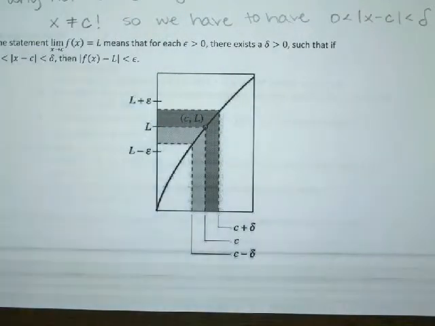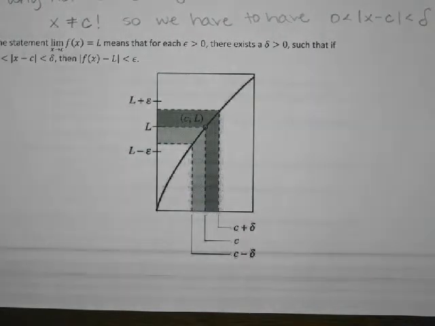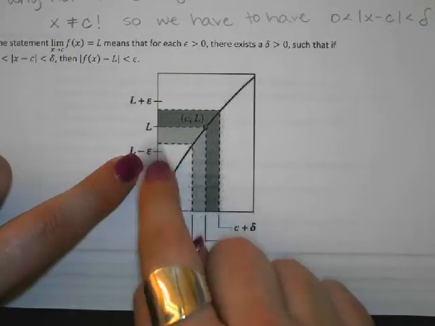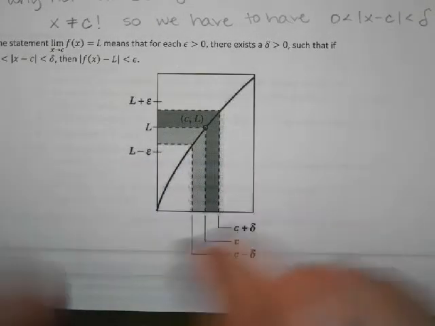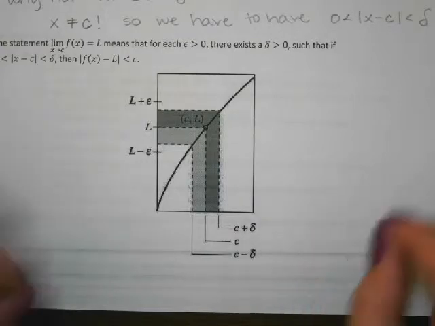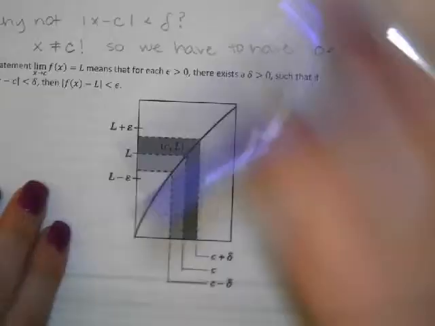So the idea is we can't get x exactly equaling c, and we can't get y exactly equaling L, but if we have small enough numbers for our epsilon and for our delta, then we can make a pretty good approximation of what we think that is. Does that make sense? Okay. All right, so go ahead and turn the page. We're going to do some examples.